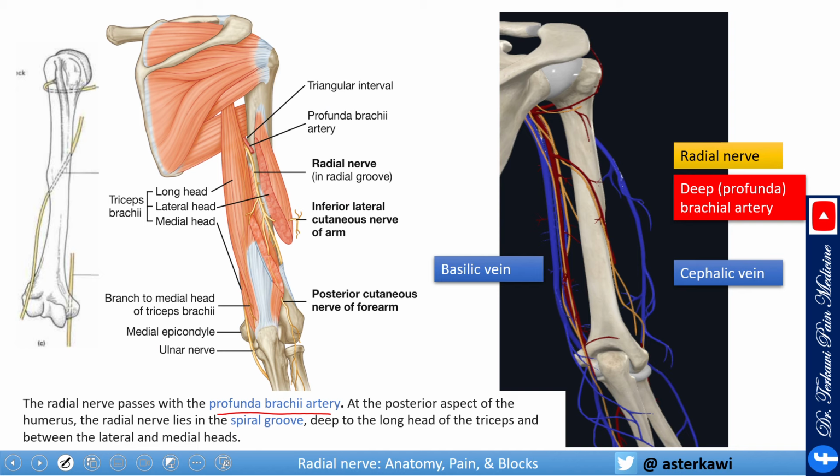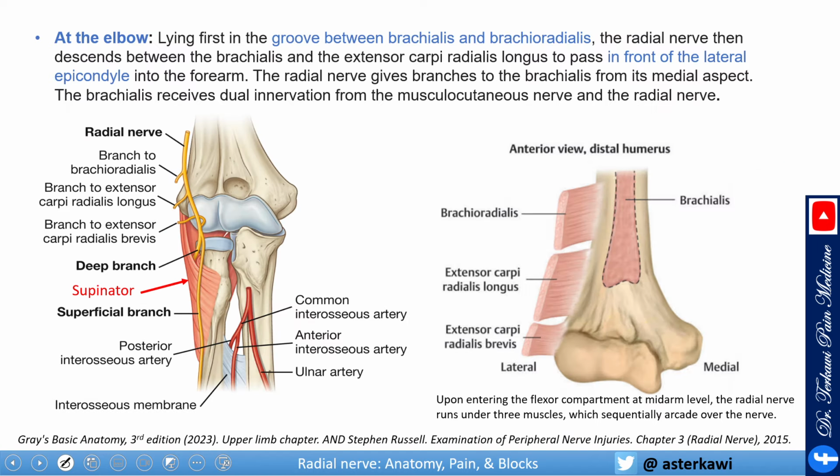At the posterior aspect of the humerus, the radial nerve lies on the spiral groove, as I showed you, deep to the long head of the triceps and between the lateral and medial head. So this is the long head, so the nerve is underneath that, and it is between the lateral and the medial head of the triceps. And here you see the course with the profunda artery.